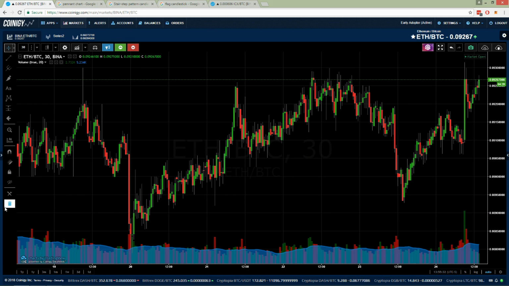So those are some things you can look at. The first thing is a flag pattern. The other thing you can look at is what's called a pennant.